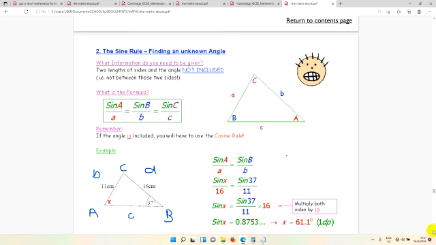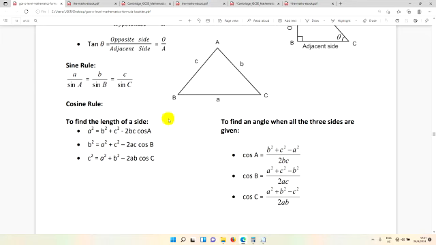Right, so we are now going to the cosine rule. We're going to be using the cosine rule to calculate a length and to calculate an angle. So stay tuned. Right back.